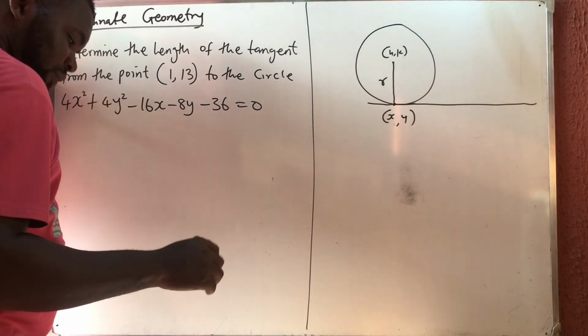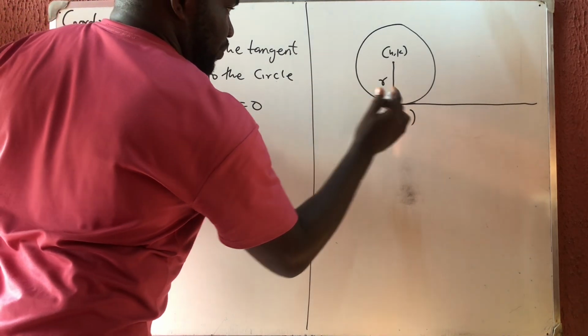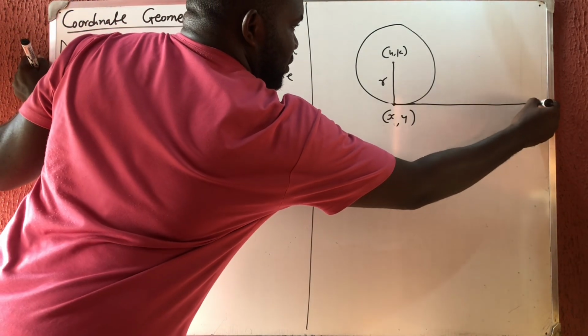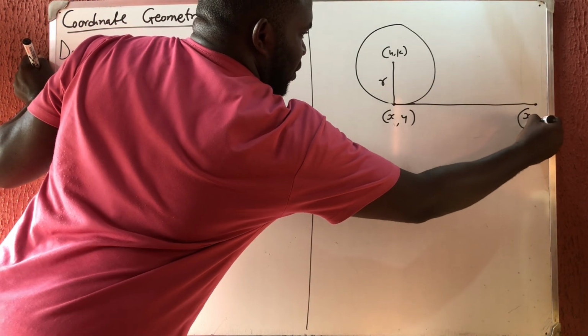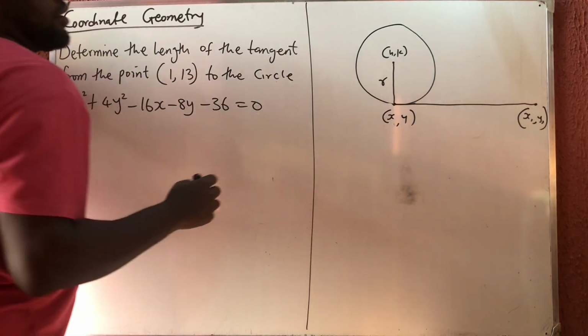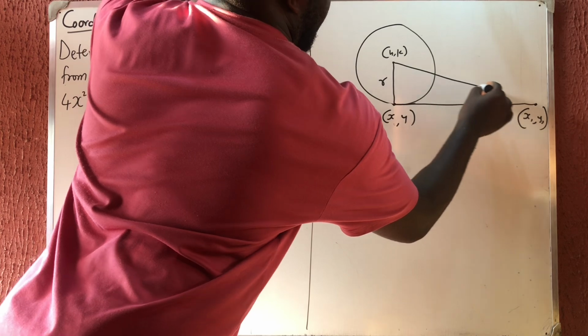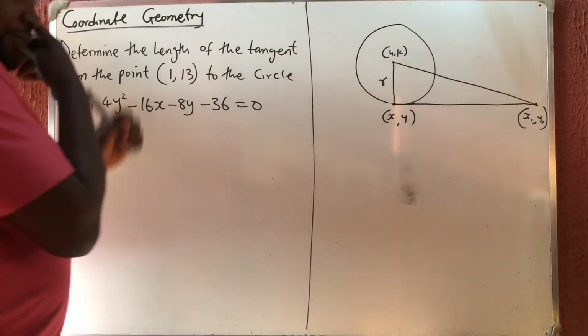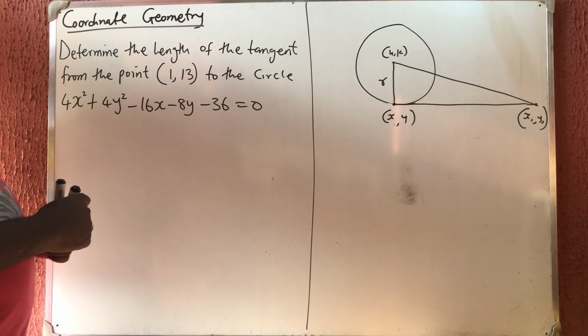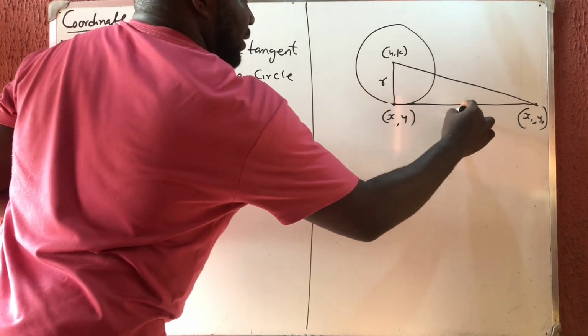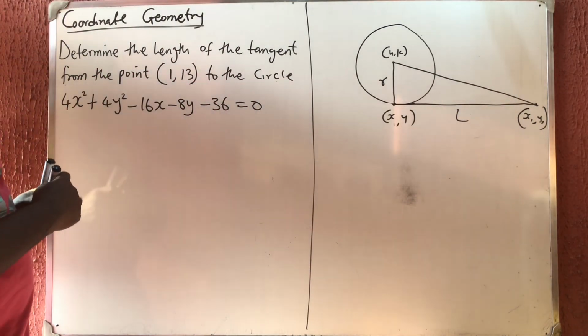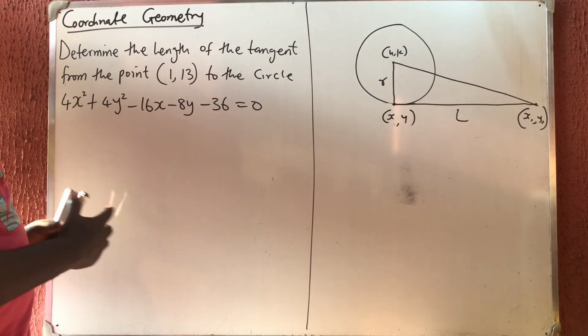And then this is the starting point. Let's call this the starting point from here, then let's call this the ending point, that is (x1, y1). Right? Now let's just close from here to here. All right. Now you know that this is L, which is the length of this tangent. Let's call this the length of the tangent L.